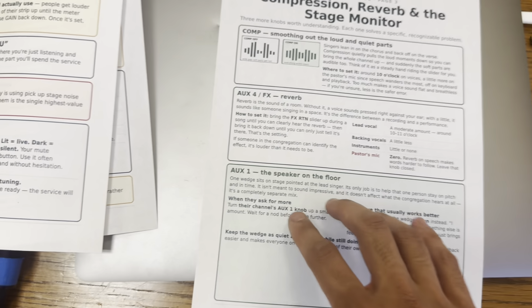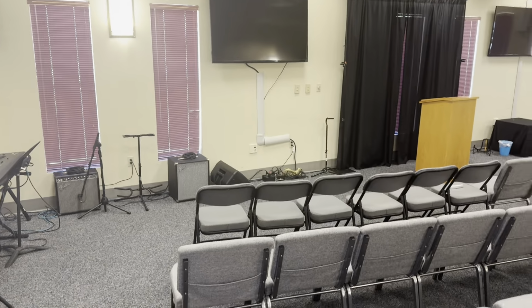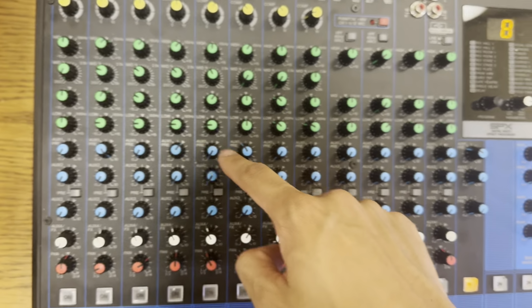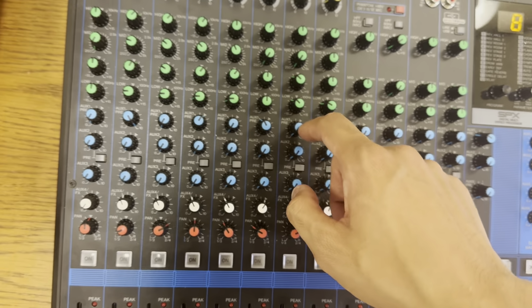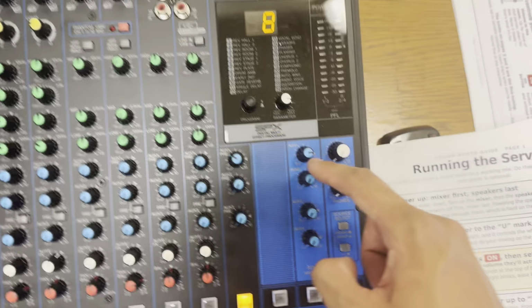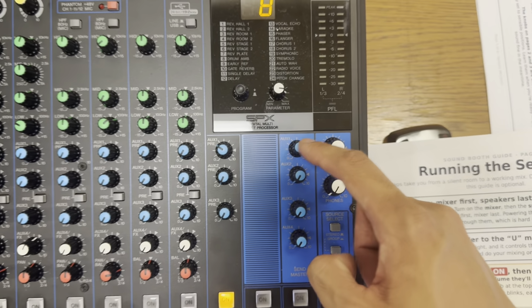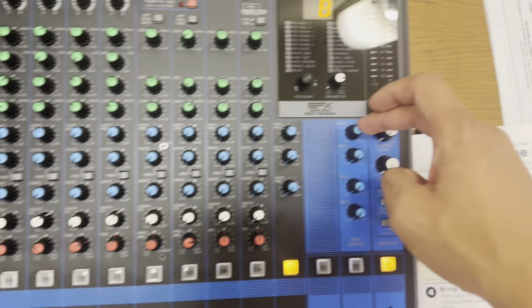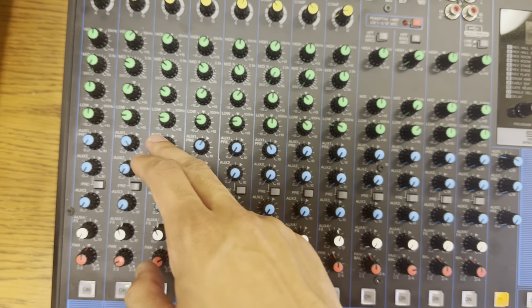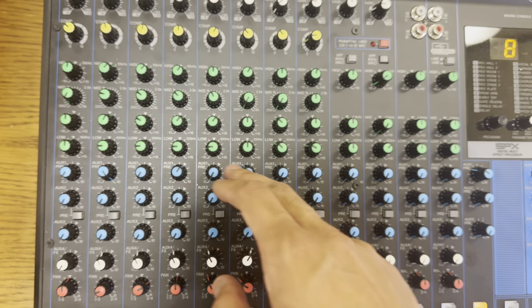Now here, aux 1, the speaker on the floor, stage monitor, you can see right next to the bass amp, is controlled by the first blue knob. This is the only blue knob you should have to worry about. You can put things in there with this blue knob. This is the master control for that. That's all you need to know about that. So you have this up, and you put whatever you want in that speaker as the pastor or the lead singer asks you to.